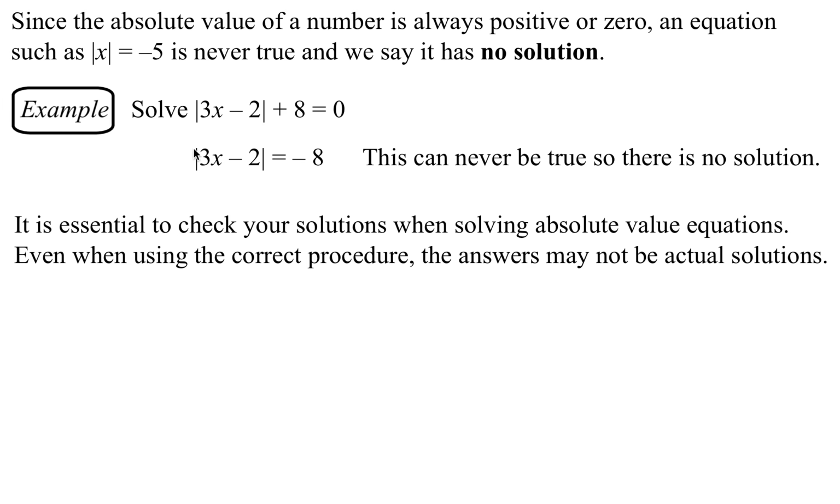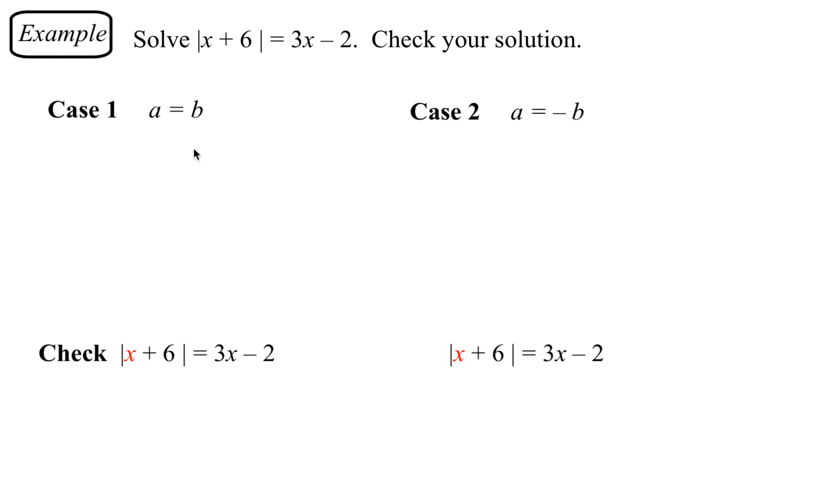Okay? And so we have to check our solutions. And sometimes we might not have valid solutions once we check those. Here's an example. Now we have the absolute value by itself. Remember to isolate that absolute value before you set it equal to the positive and negative values. So let's go ahead and work through this. So we have x plus 6 equals 3x minus 2. Getting our like terms together and solving for x, we end up with x equals 4.